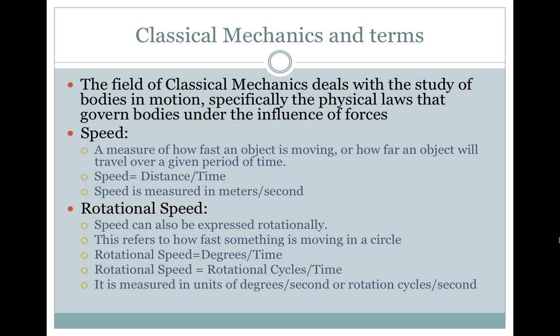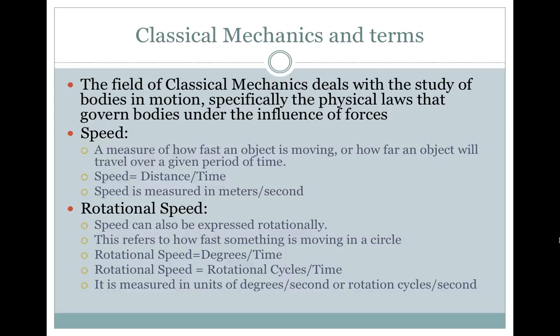Classical mechanics and terms. The field of classical mechanics deals with the study of bodies in motion, specifically the physical laws that govern bodies under the influence of forces. Speed, a measure of how fast an object is moving, or how far an object will travel over a given period of time. Speed equals distance divided by time. Speed is measured in meters per second.